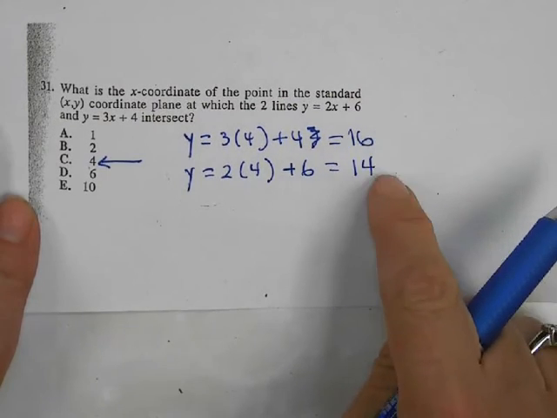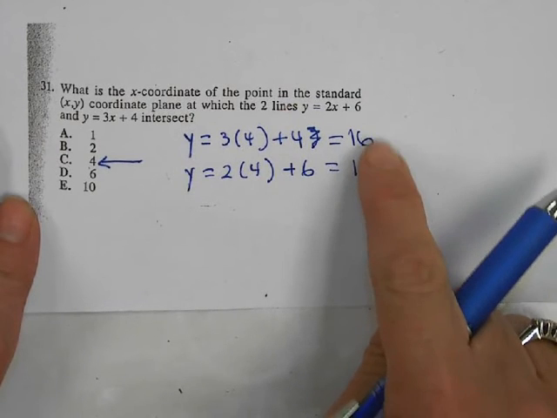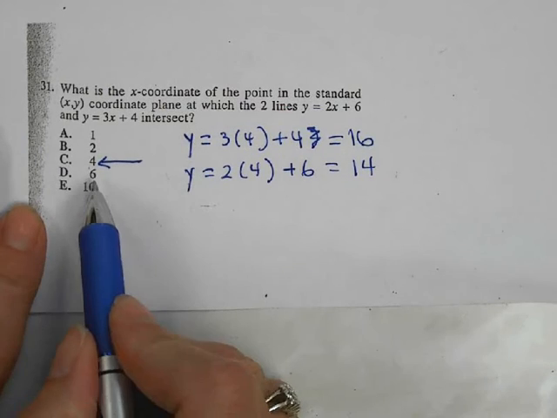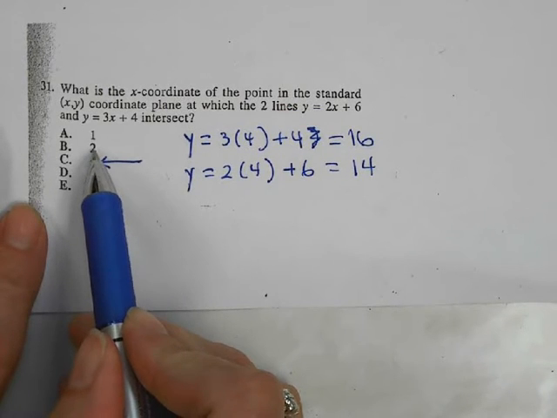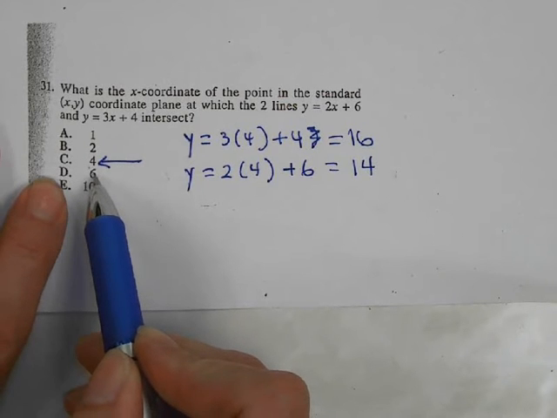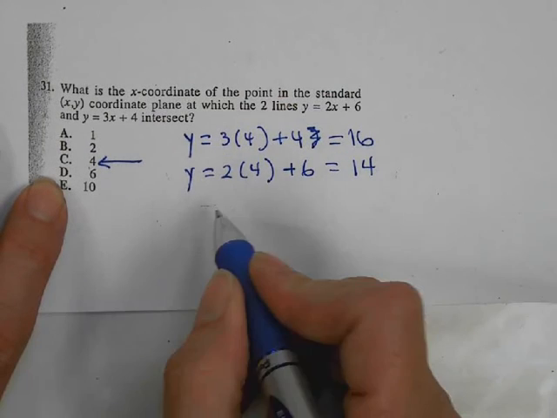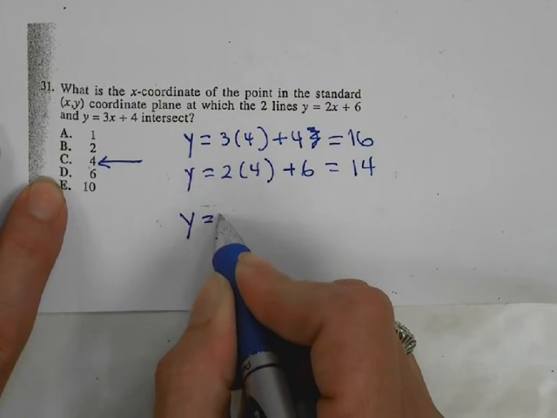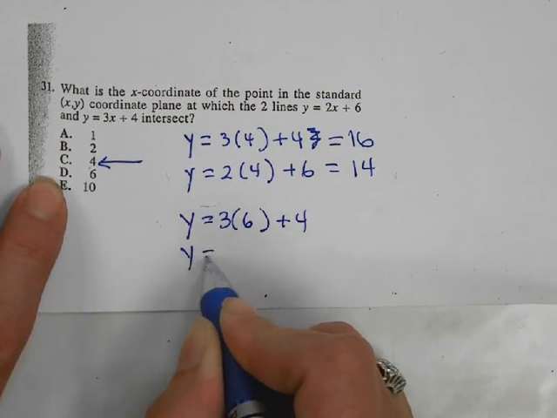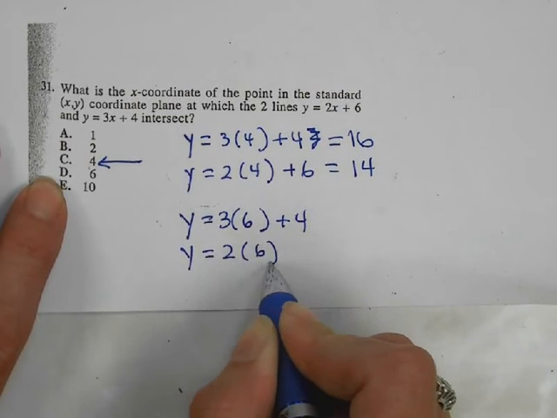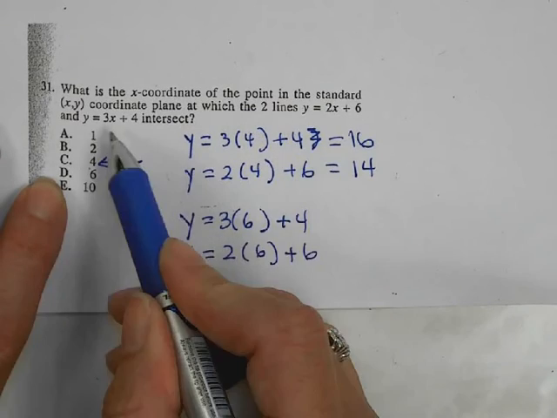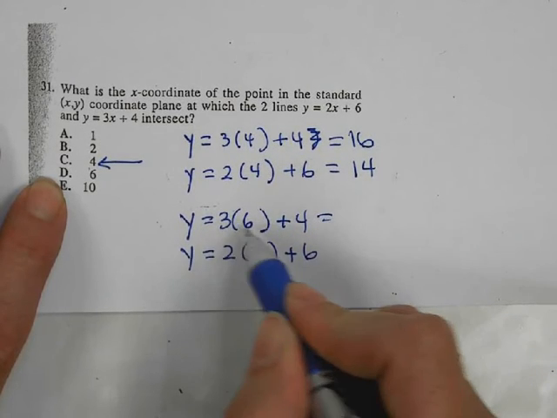Looks like I'm about 1 away on either one. I mean, very close. These need to be equal, all right, for this to work. So I don't know if I should go here or here. It's kind of hard to tell at this point. So I'm going to go back and plug in some 6's. Y equals 3 times 6 plus 4, and y equals 2 times 6 plus 6. Alright, so I'm just plugging it back in here to see what I get.